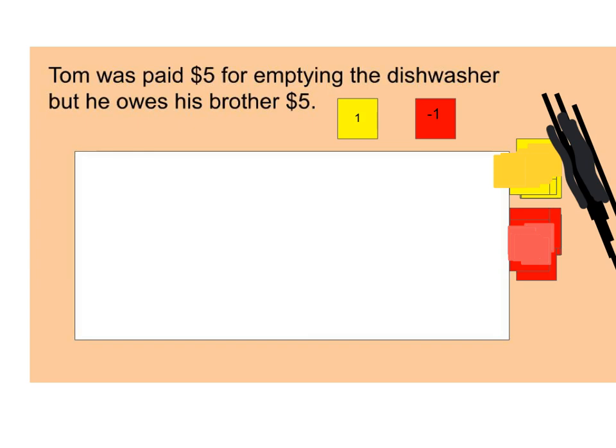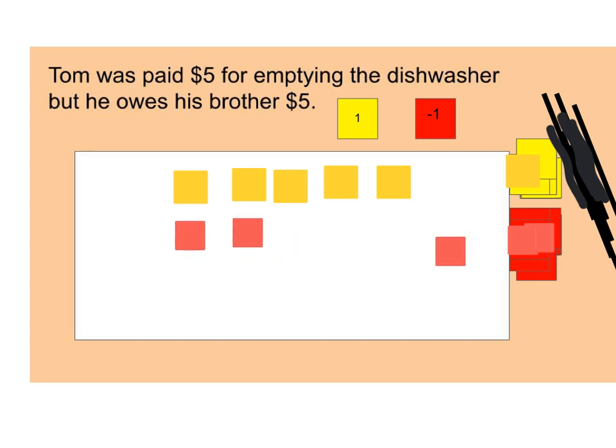I know that. All right, so the two tiles that we're using here, the yellow tiles are going to be +1 and the red tiles are going to be -1. In this example, Tom was paid $5 for emptying the dishwasher. Now $5, of course, is a positive number, so we're going to model that with the yellow tiles, 1, 2, 3, 4, 5. But he owes his brother $5. Now, if you owe someone money, that is debt, and that is a negative number. So we're going to have -5, 1, 2, 3, 4, 5.